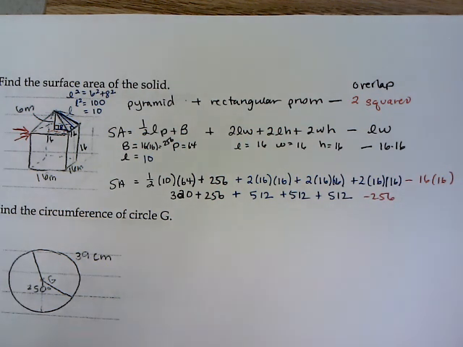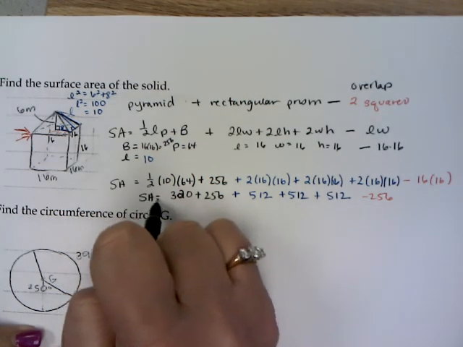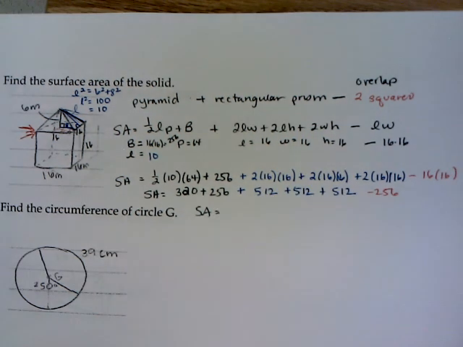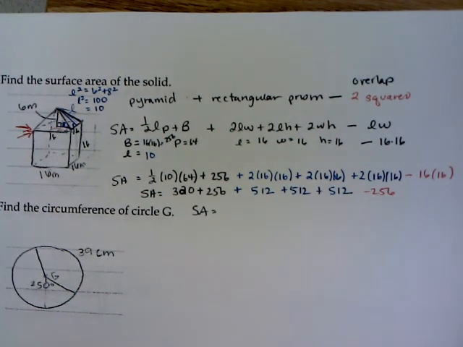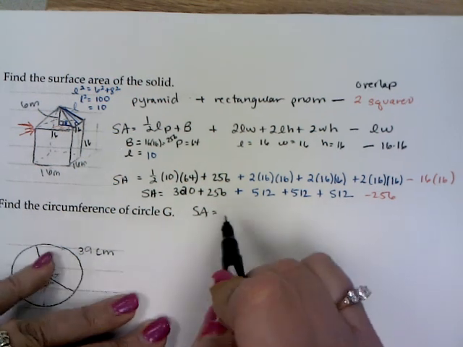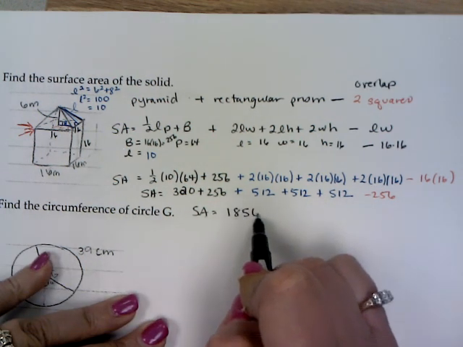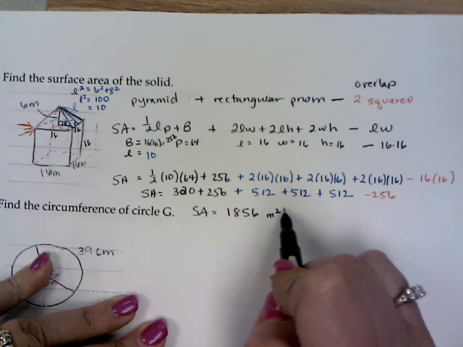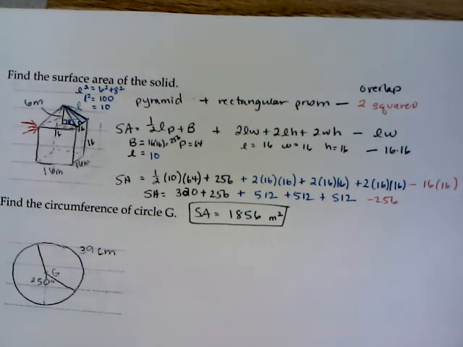So now I'm just going to zip that whole big bad boy across my calculator. And I'll have 320 plus 256 plus 512 plus 512 plus 512 minus 256. So my final answer is 1856, and then again it's squared units. You will have something similar on your test. You'll have 2 composite figures that you're going to have to put together for surface area and for volume.